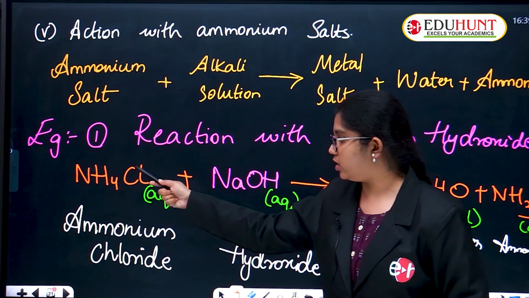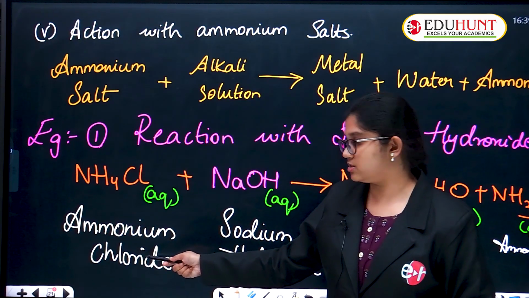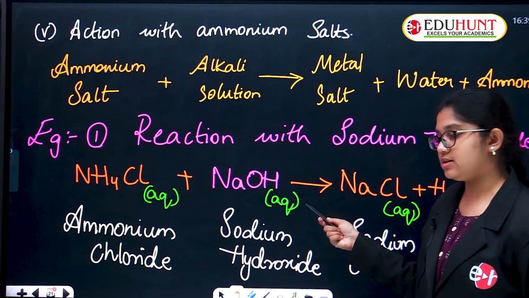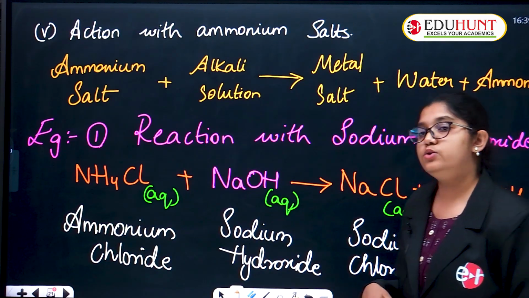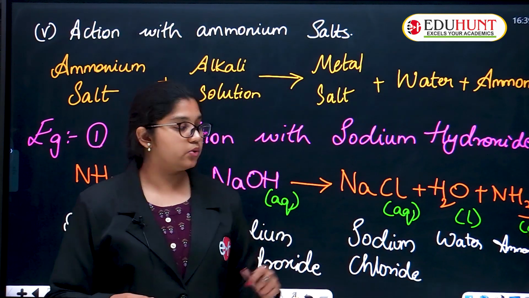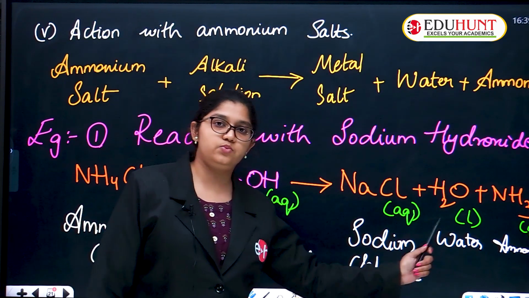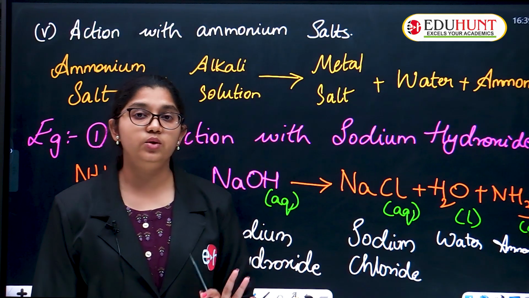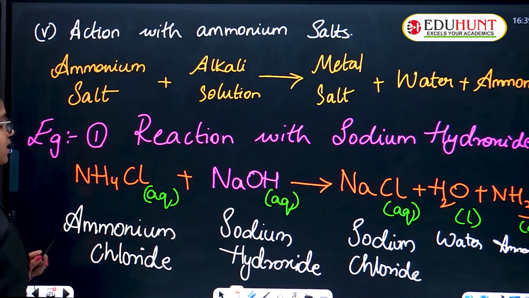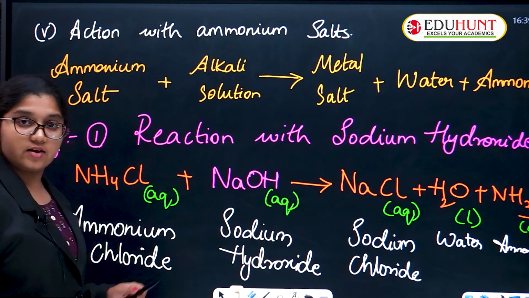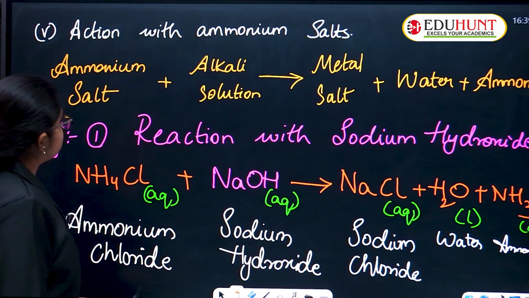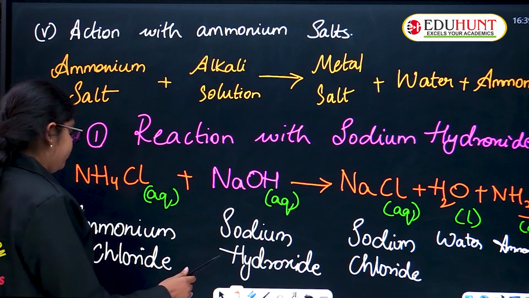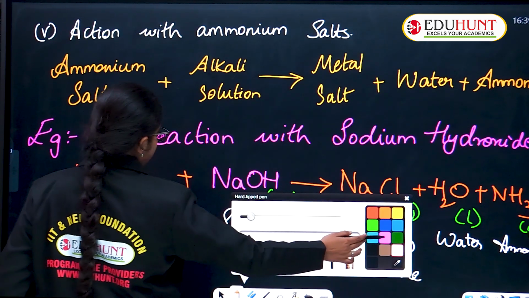Okay, first example, reaction with sodium hydroxide. We are taking ammonium chloride, aqueous in solution. To this we are adding sodium hydroxide, which is an aqueous solution only, and we get a metal salt named sodium chloride, NaCl, and water, as well as ammonia. Okay, this is the first example for you in the action with ammonium salts. Okay, now let's take the other example, example number 2. The same equation follows, children.